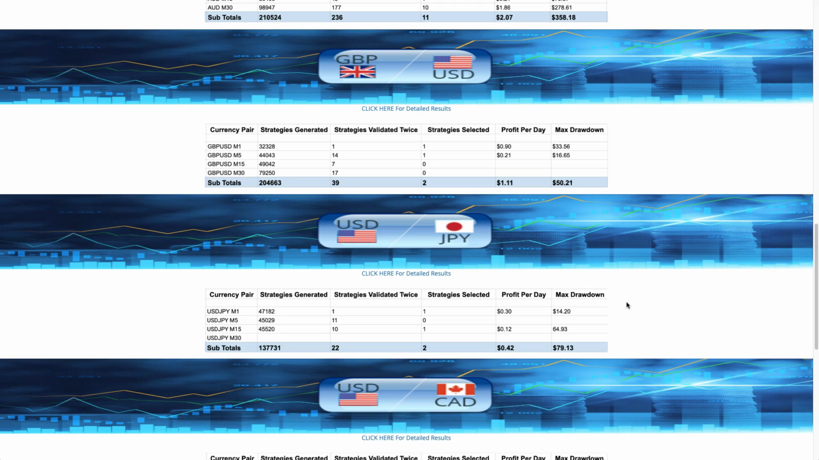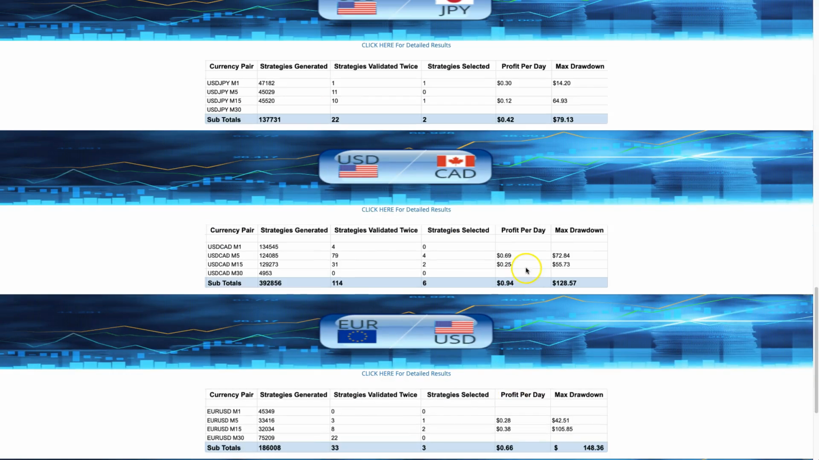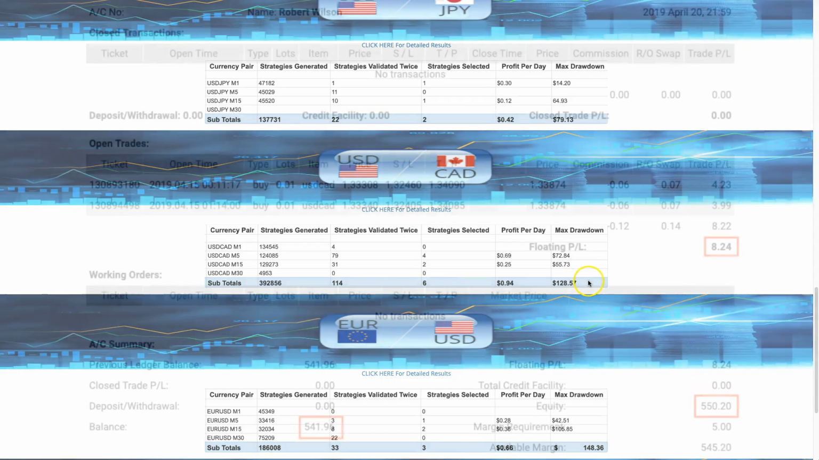So again, we want to keep our strategies really tight, keep our criteria really tight, because one in the hand is better than two in the bush for sure. So making these profits are still great profits, still far better profits than what an average trader is going to make anyway. 42 on that, the Canadian dollar. Okay, Canadian dollar, 94 cents. So that's about 1% for the week. That has averaged for 128 drawdown.